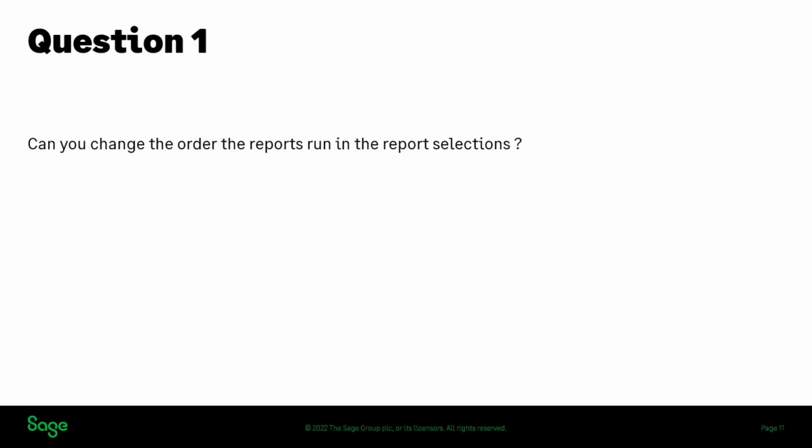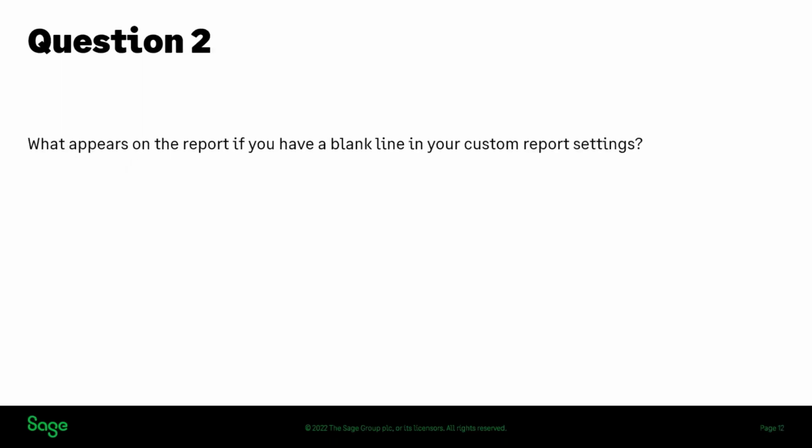So as I mentioned with the demo, when it comes to the reports selections, you can't change the order. They are always alphabetical. But as you saw when we opened up the report, they appear across the top as different tabs. So although you can't change the order in which they run, they are just across the top. So it doesn't matter too much in this regard as well. So let's move on to question number 2.